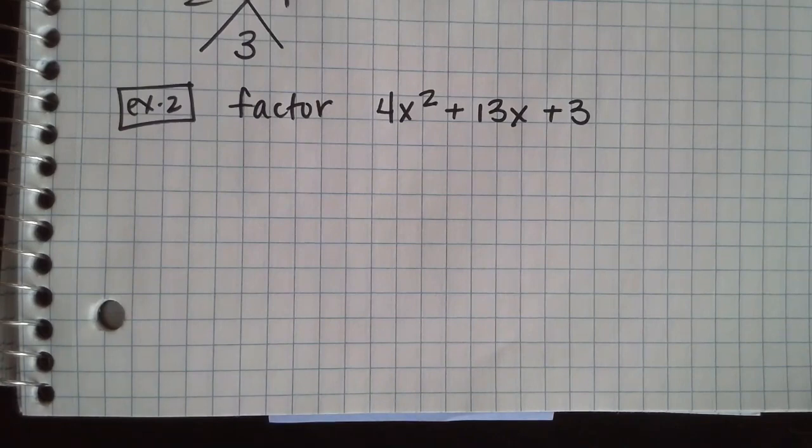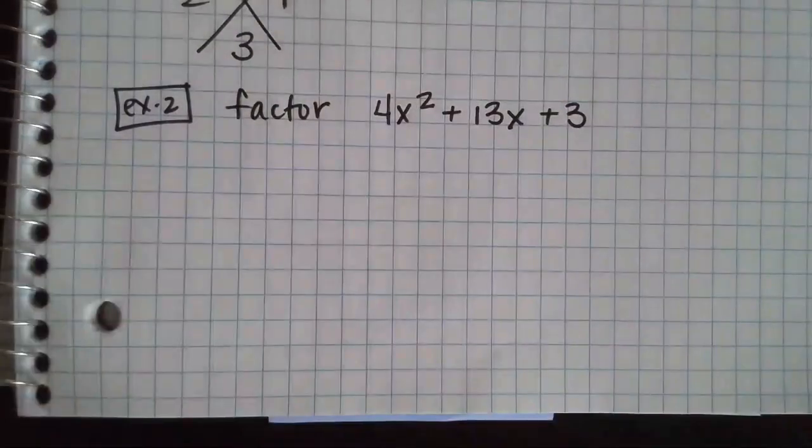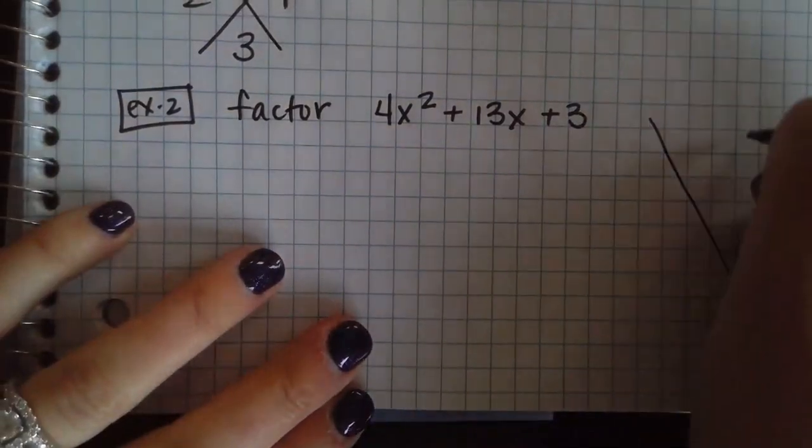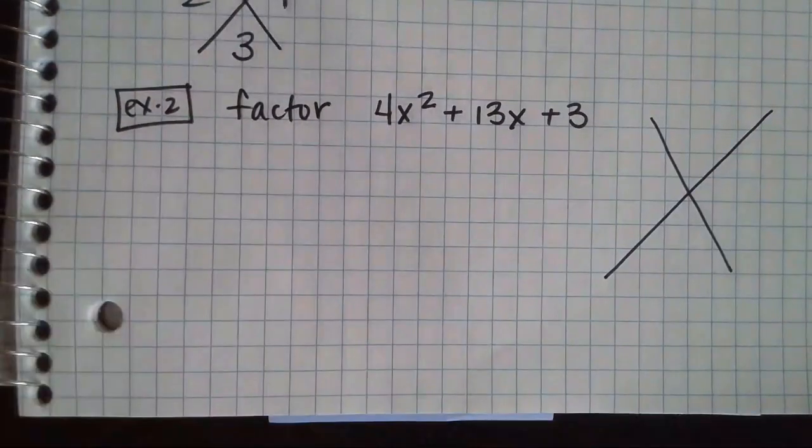Yeah, factoring out the GCF. Is there a GCF? Yeah, there is not. We can't take anything out of all 3 of these, right? They don't have a common factor. Now, this is where we have to move into our diamond method 2.0. We're going to do the same thing, except now our A is not 1, so we have some extra steps.